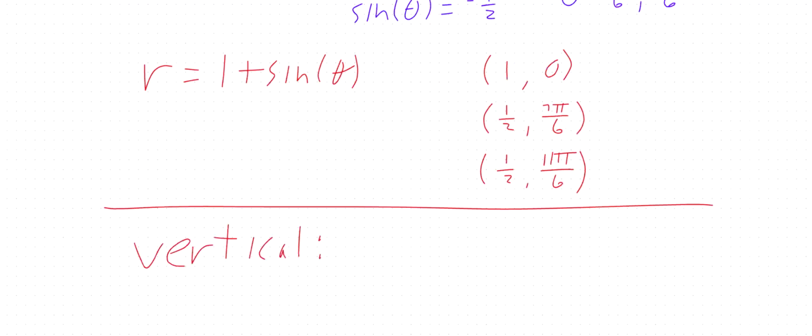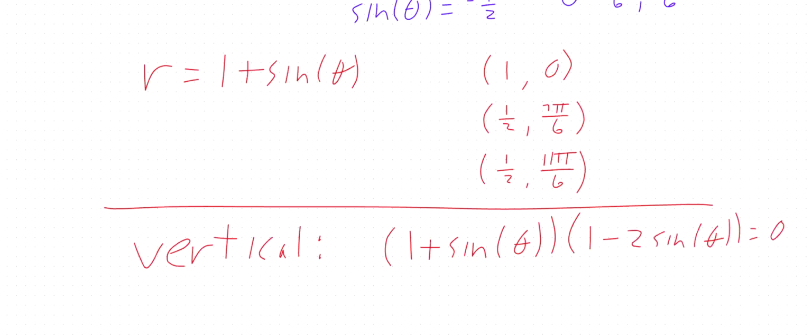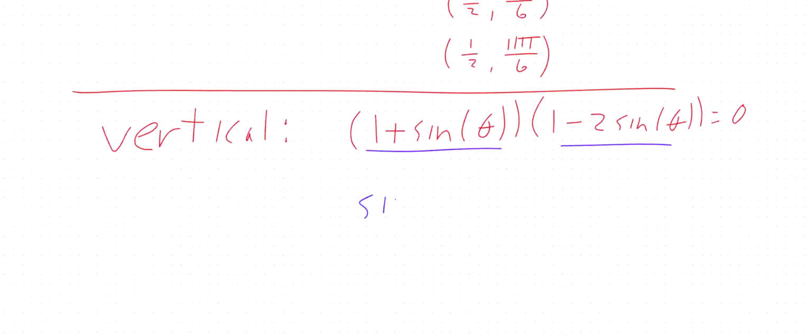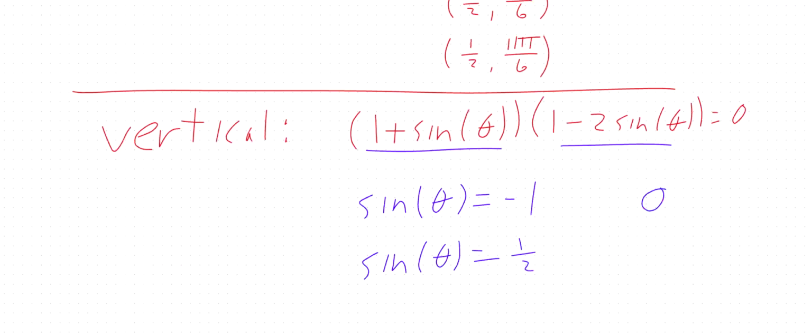So looking at our bottom, 1 plus sine, and then 1 minus 2 sine. We want to set that equal to 0. So once again, each of our individual spots. So where is sine equal to a negative 1? And where is sine equal to 1/2? This theta is 3 pi over 2.